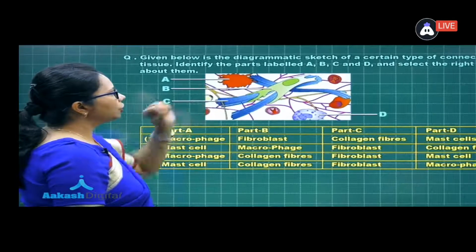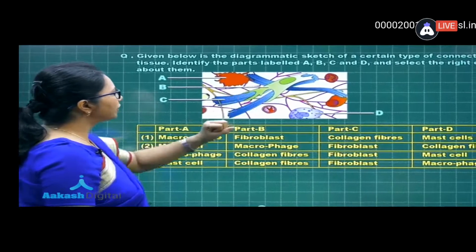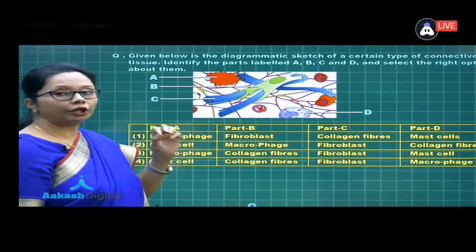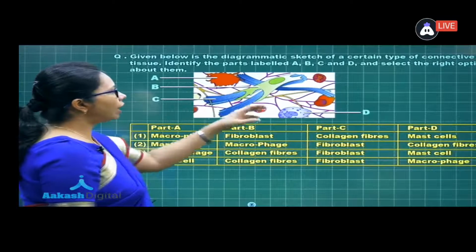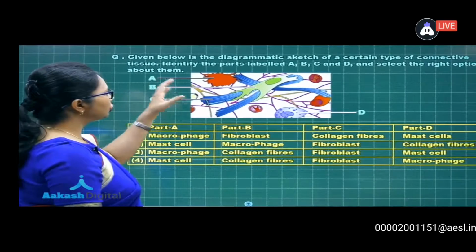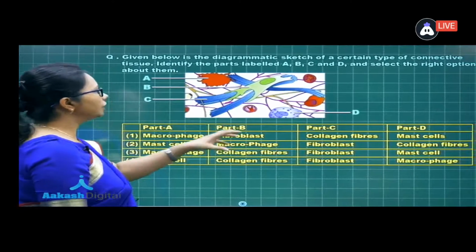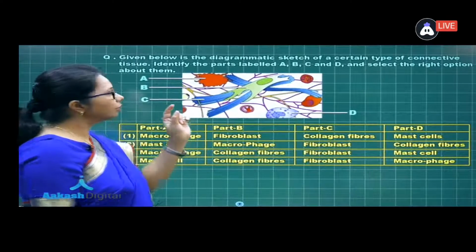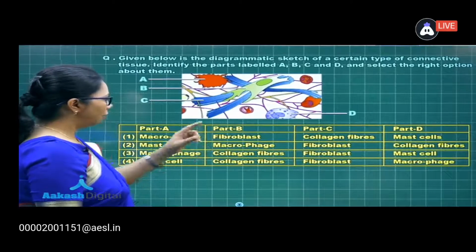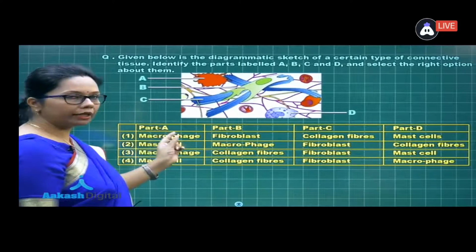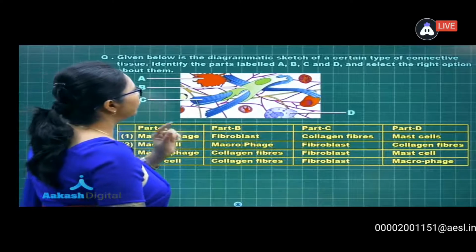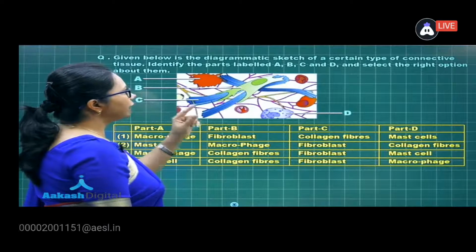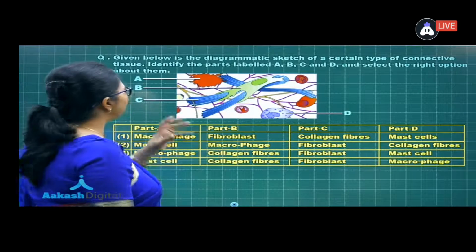Now here, this is a diagrammatic question where a diagram is given, and if you see this diagram, this is a section through areolar tissue where 4 parts are marked. So we have to see which of the options correctly identifies the marked regions, and then we take that option. So given below is the diagrammatic sketch of a certain type of connective tissue. Identify the parts labeled A, B, C and D and select the right option.